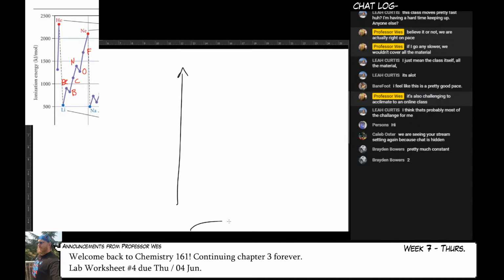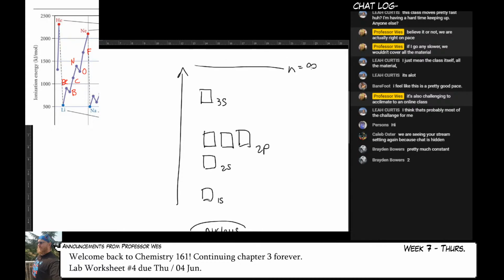So let's draw a generic diagram. So here's the nucleus. We've got 1s, 2s, 2p, 3s. And this keeps going, and that's fine. And I'm going to put n equals infinity right here. And then let's throw our electrons in here. So for lithium it would look like this. And then beryllium would look like this.